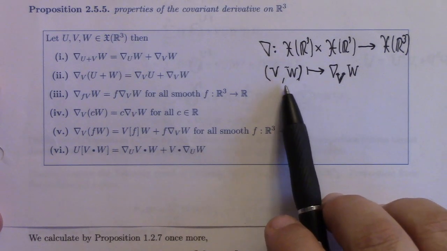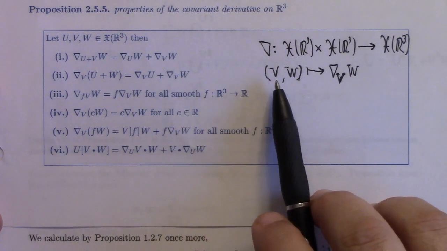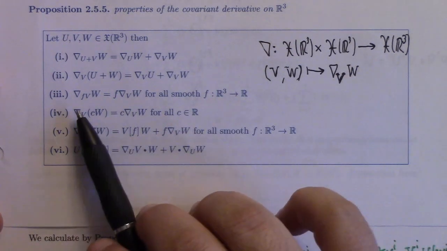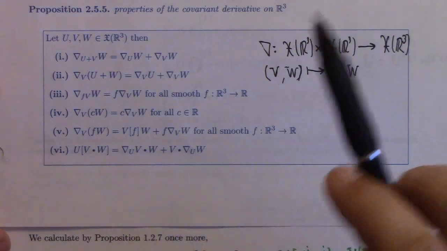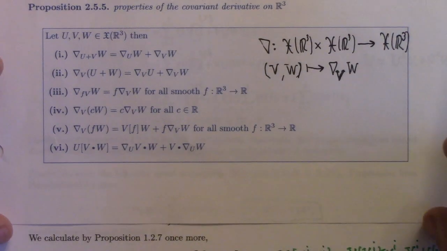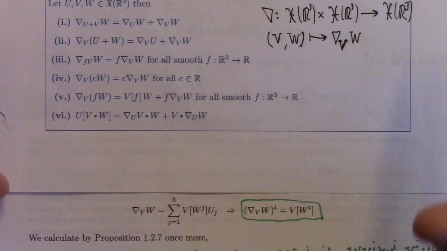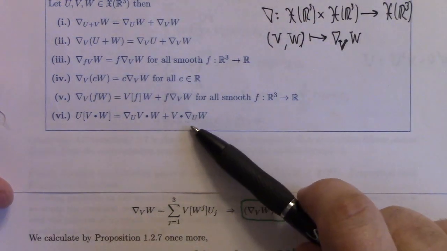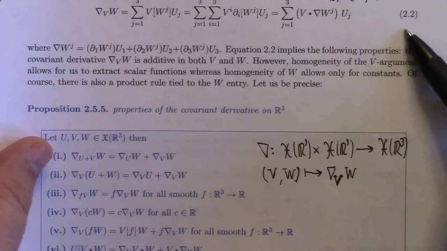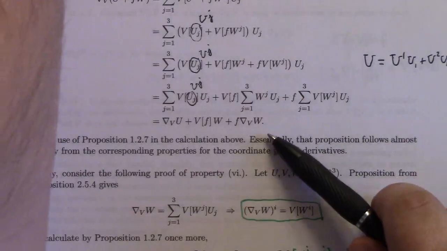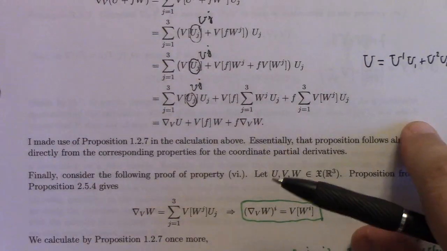More to the point, the interesting thing is we can pull out a function from the V entry. And then, of course, we also have a sort of product rule, which is 5, and then 6, which I don't have a good name for, but 6 is actually quite important. So the proof of these largely hinges on this identity right here. And here's the proof.